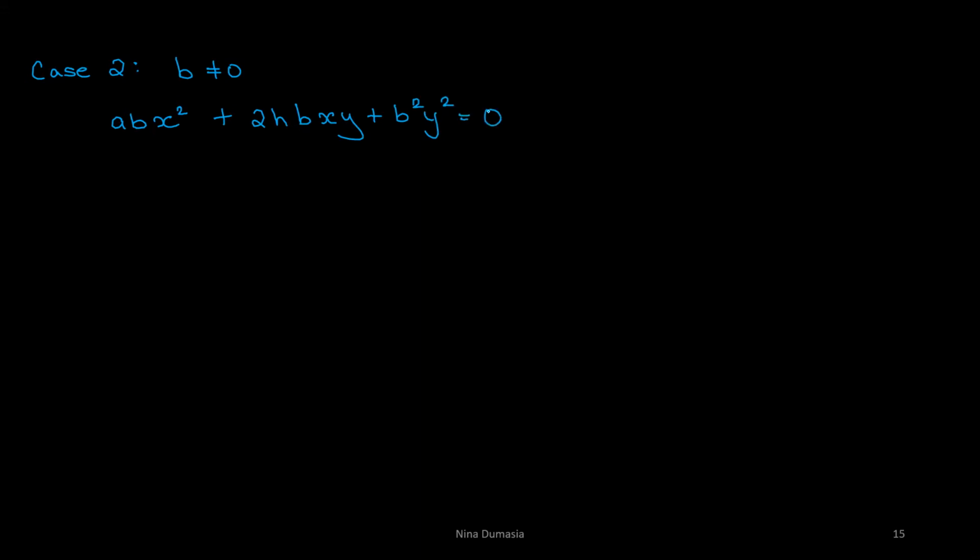Now, over here, what I am going to do is I will keep the last two terms on one side, the other first term I'll take on the other side, okay? So therefore, I get 2hbxy plus b square y square is equal to minus ab x square. Fine. Now what we will do over here is we will try to complete the square on the left hand side.